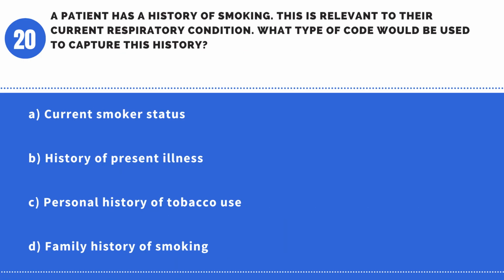Question 20. A patient has a history of smoking. This is relevant to their current respiratory condition. What type of code would be used to capture this history? A. Current smoker status. B. History of present illness. C. Personal history of tobacco use. D. Family history of smoking.